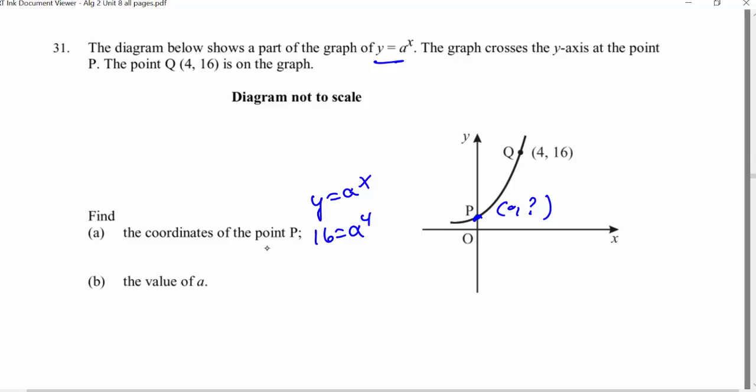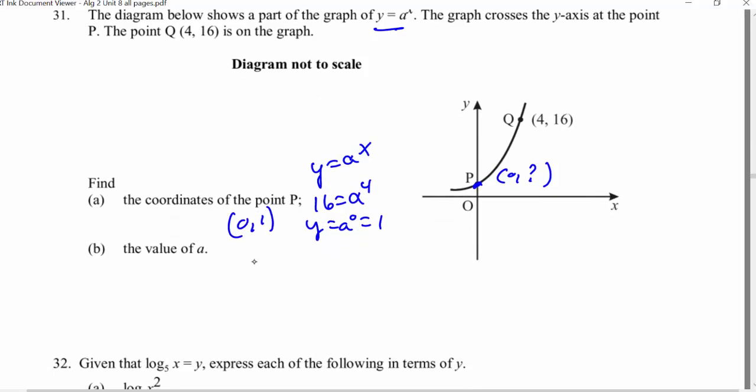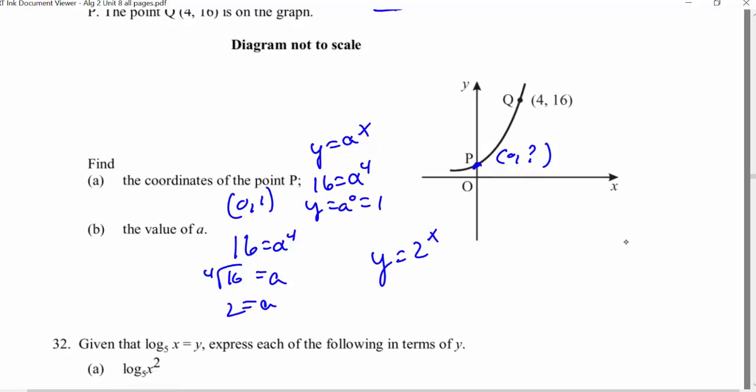So you want the coordinates of P. Well, if you put in 0, y equals a to the 0, which is 1. So the coordinates of point P are 0, 1. Find the value of a. Well, 16 equals a to the 4th. So a equals the 4th root of 16. So a is 2. So this is actually y equals 2 to the x.